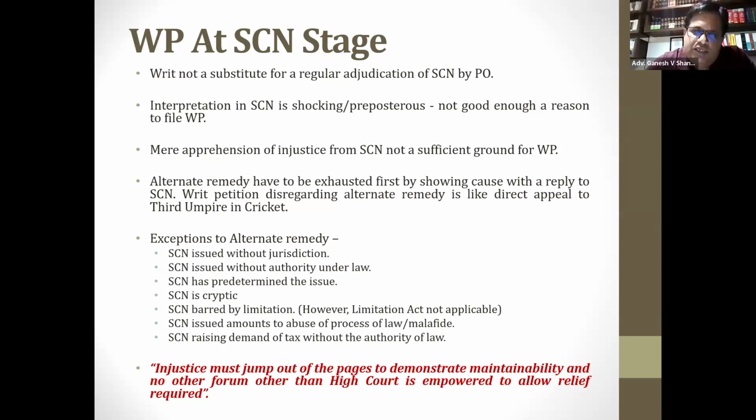They are issuing show cause notices under Section 122. There is no power under 122 to issue SCN. So those kinds of cases can also be court adjudicated through High Court intervention. SCN has predetermined the issues, like in Infosys we have seen recently in the news also.